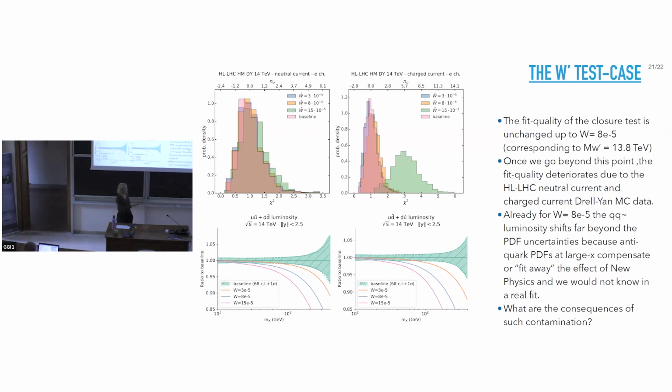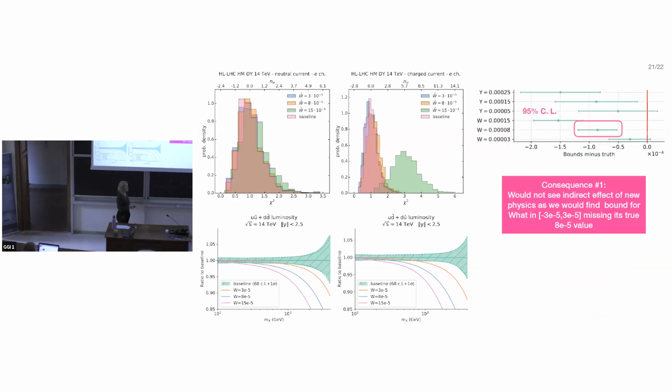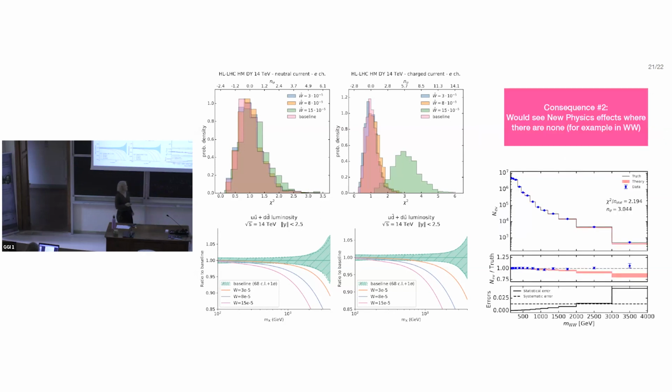I can show more. But what would be the consequences of this contamination? First of all, if you do a SMEFT fit of the W coefficient, you would find this value and you would miss the real new physics range, because you wouldn't see the new physics where it is in a SMEFT fit. The second consequence is that you are using this contaminated PDF, which is different from the Standard Model simply because it absorbs new physics, so you would see new physics even where there is none.